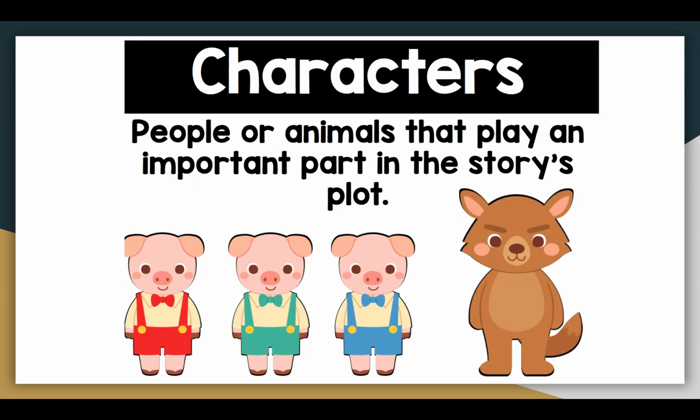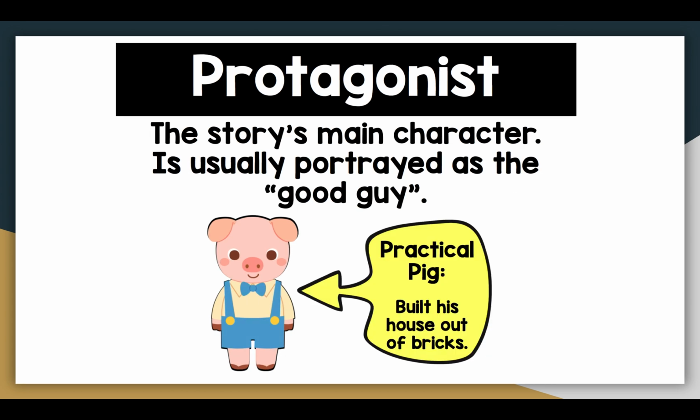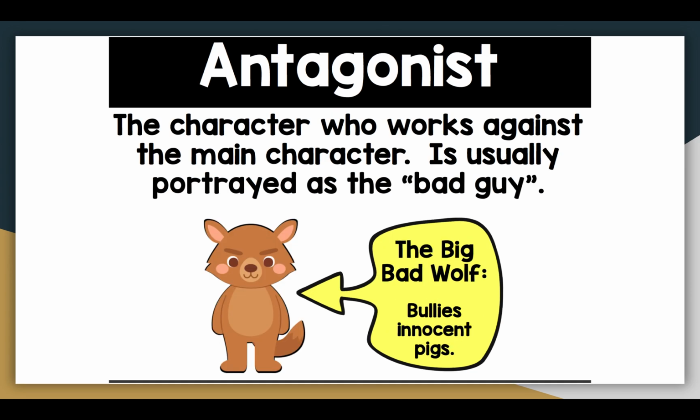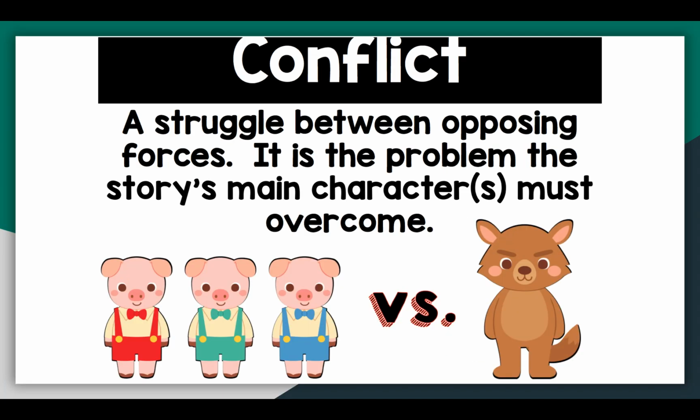Characters are the people or animals that play an important part in the story's plot. You're going to be watching For the Birds with me in just a bit. And our characters are birds, they're animals. The protagonist is the story's main character, the good guy. The antagonist, the character who works against the main character, the bad guy. The word ant is the first part of antagonist, so I think ants are bad guys. So the conflict is a struggle between the opposing forces. It is the problem the story's main character or characters must overcome, meaning fix.